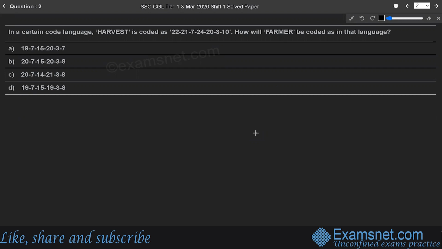Okay. So firstly, you can see that these are alphabets and they are coded as numbers. So whenever we see a question that consists of alphabets and it is changed to numbers, then we have to write the alphabet place value table. Now, what is the alphabet place value table? So let us make it.